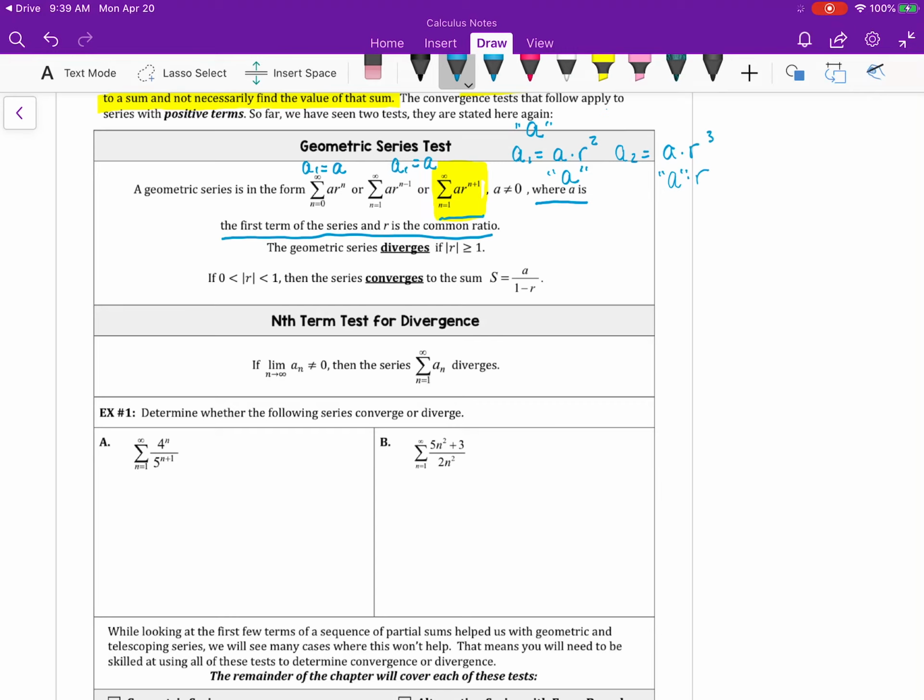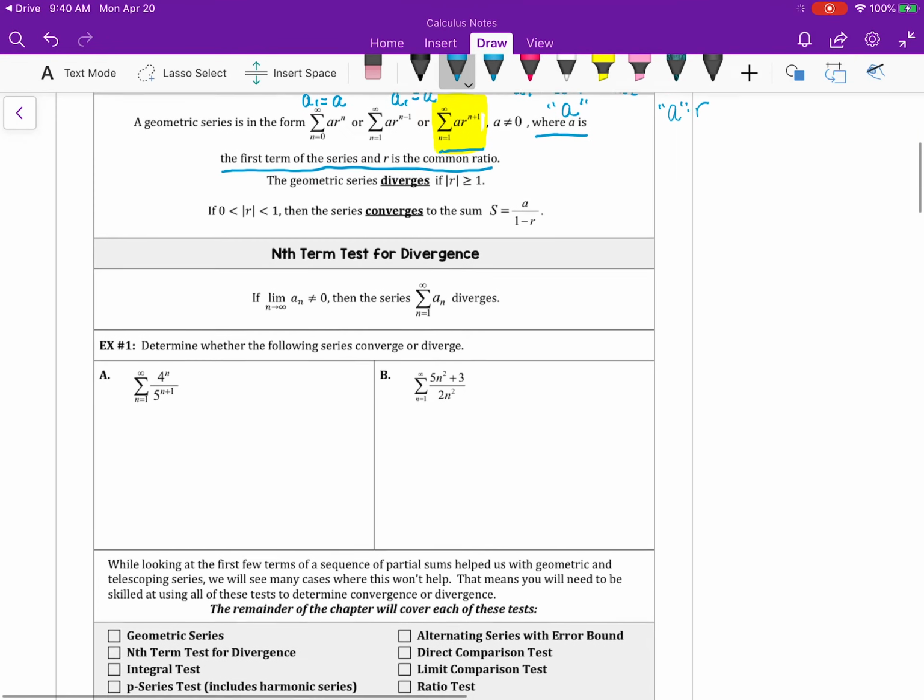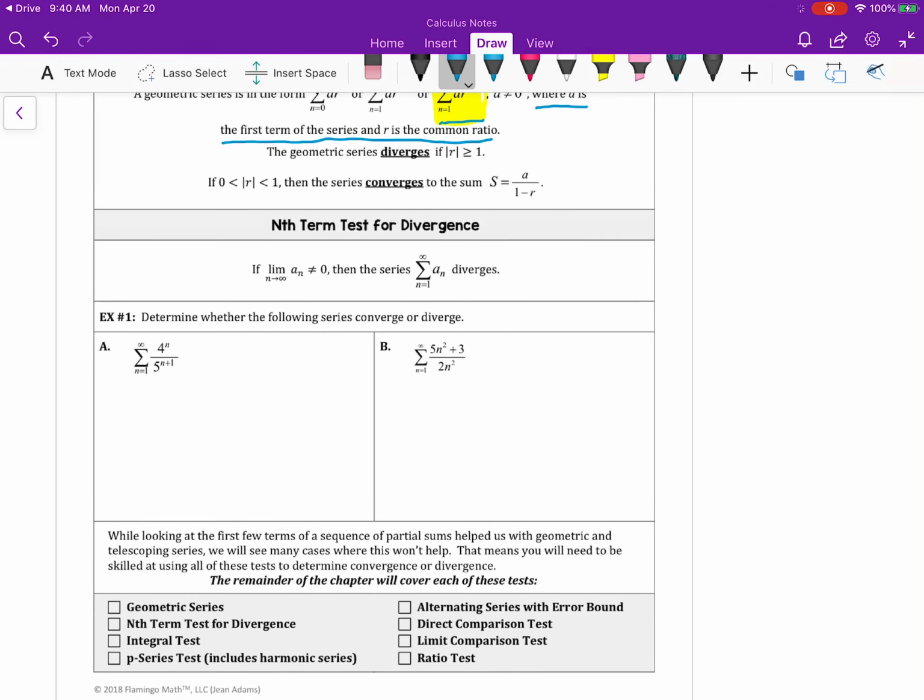The geometric series diverges if the absolute value of r is greater than or equal to 1. And if the absolute value of r is between 0 and 1, the series converges to the sum s equals a over 1 minus r. So if we have a geometric series, we can always find whether it converges or diverges by figuring out what r is, and we can always find the sum of the series, because we have this formula.